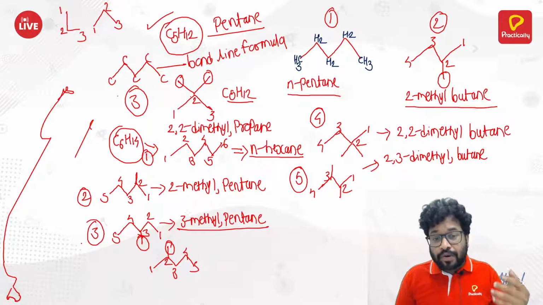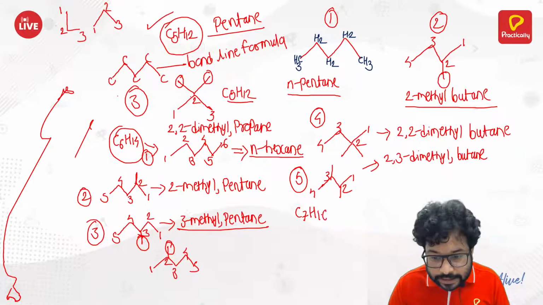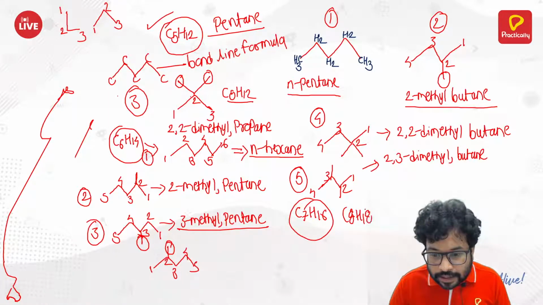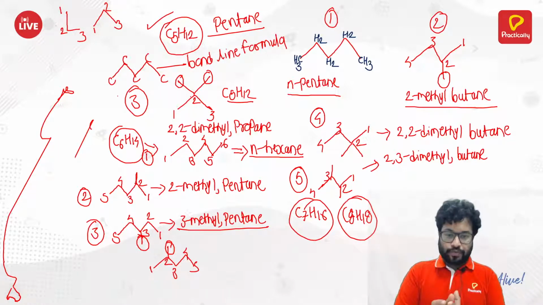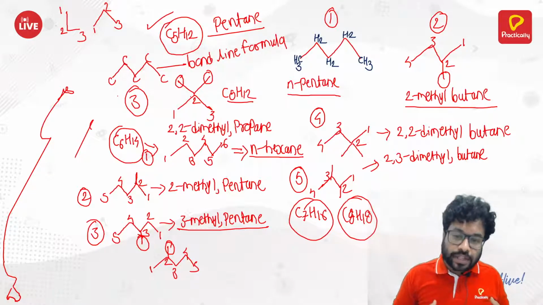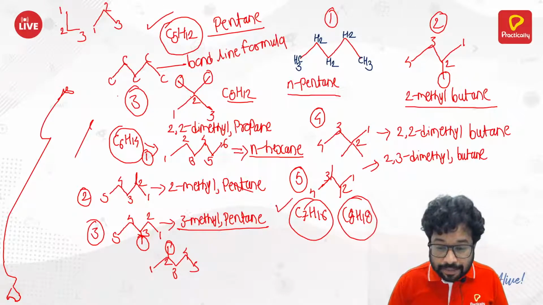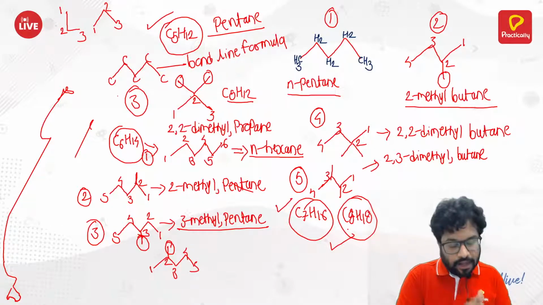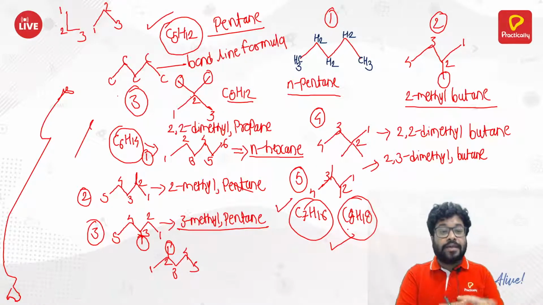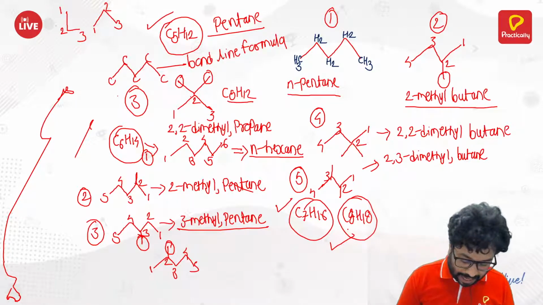Now, for the other compounds, for example, C7H16, C8H18, there are so many isomers for them. But I am going to leave that to you. Now you need to solve it and tell me how many different kinds of isomers are possible for this heptane and the octane. Okay, we have seen it till hexane. That is what chain isomerism is all about. Okay, moving ahead now.